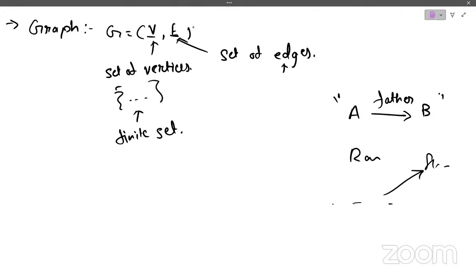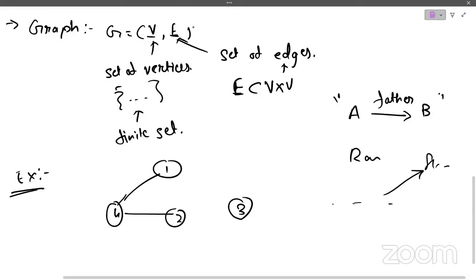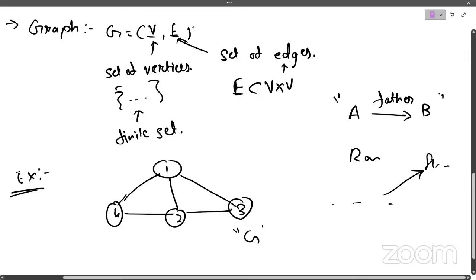In mathematics, edges are nothing but a subset of the Cartesian product V cross V. You can take any subset of V cross V, and that will form the set of edges, and from that set of edges you can construct your graph accordingly. For example, suppose this is 1, 2, 3, 4, and these are the edges. This is my graph G, the visual representation of G.